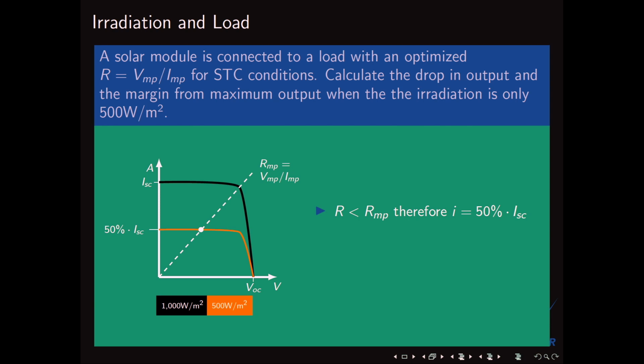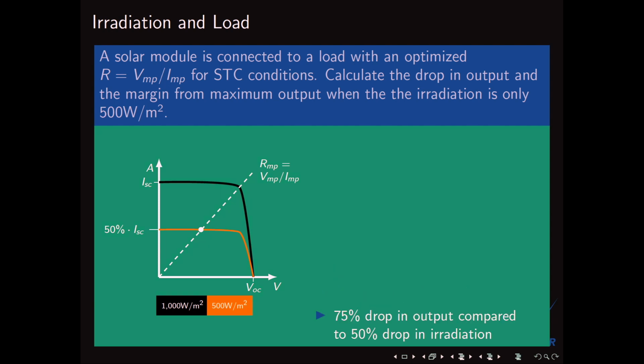And I'm going to keep everything here symbolic so you can see the big picture. So the module is assuming the full short circuit current, which is 50% of the short circuit current at STC. Doing an I squared R on that, and if you just let me cancel the one I_C with I_MP, we can see that the power has dropped by 75%, although light intensity only dropped by 50%. So this just emphasizes that you need to actively tune a load such that the module appears to have maximum power point resistance.